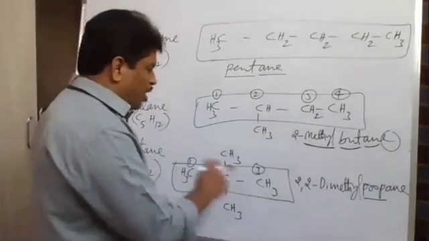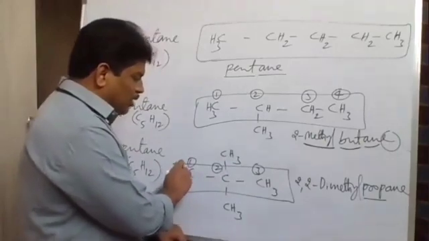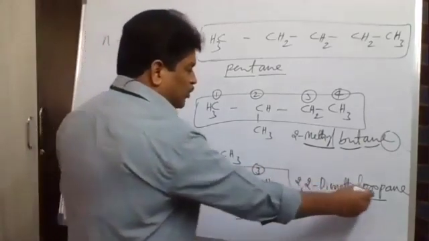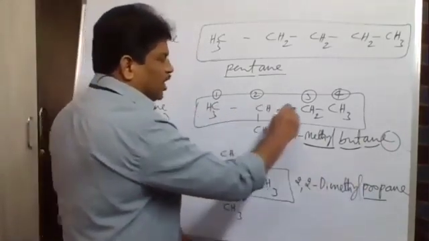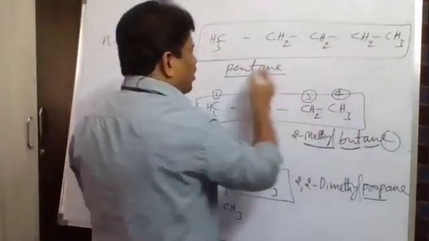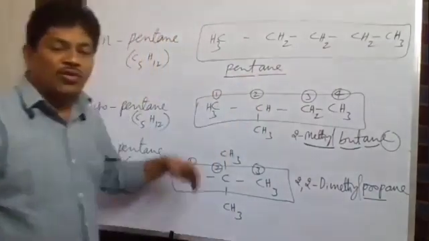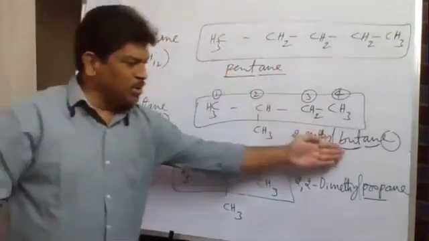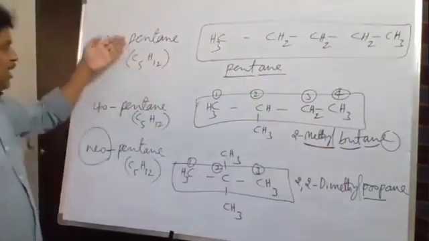Now in this case, what we have to understand is that here 3 carbons, word root is prop. Here 4 carbons in the parent chain, word root is but. Here 5 carbons in the parent chain, word root is pent. The word root is changing, pent, but, prop, for these 3 compounds.